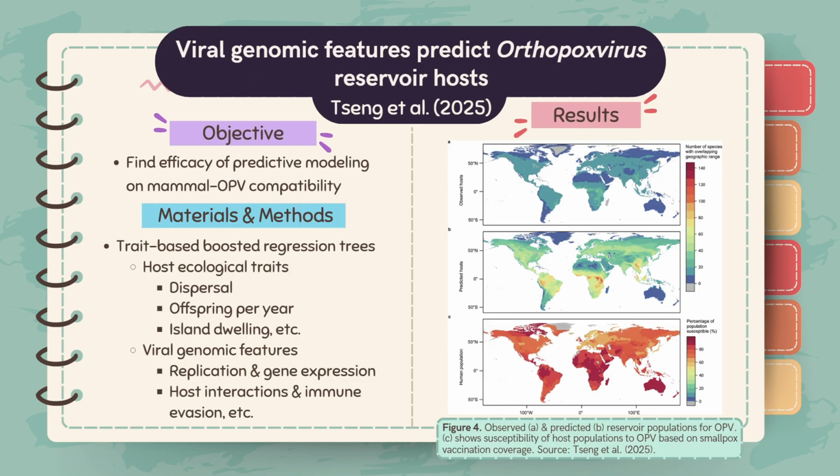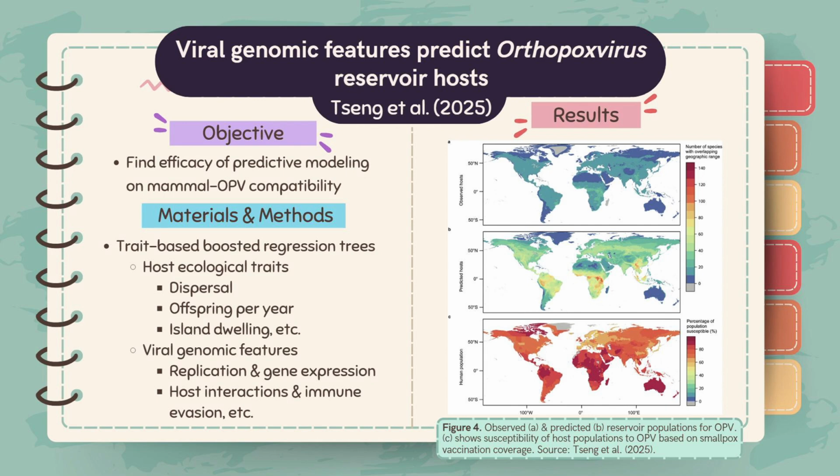The last study we'll discuss is by Cheng et al., published this year. Their objective was to find the effectiveness of predictive modeling on mammal and OPV compatibility, aka possible reservoir hosts around the world. A few of the reservoir species included red panda, mice, and cats.